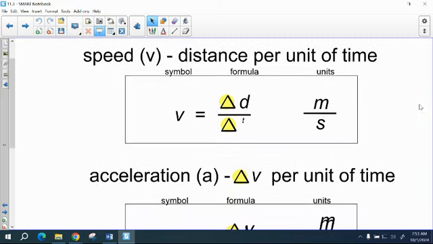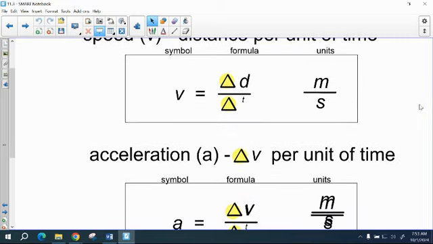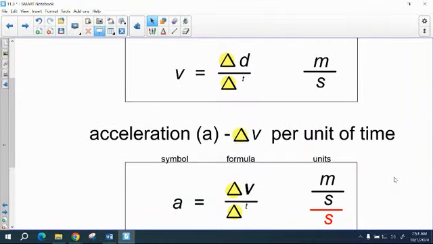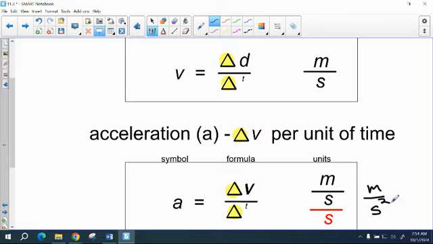And so then acceleration, I'm going to scroll down just a little bit. Acceleration is a change in velocity over time. It's a change in velocity over time. Now, the interesting thing about that is that it is meters per second per second. And normally we would just write that as meters per second squared. That's because we're taking a unit of meters per second and then comparing how it changes over time.